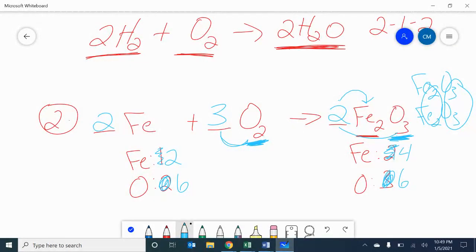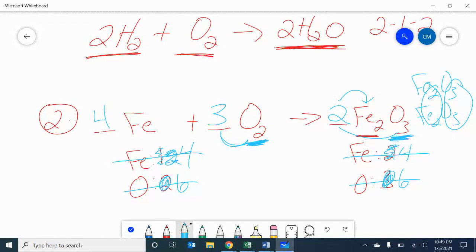Well, let's go back to the left. I made 2 because there was already 1. So I can make 4 just as easy, right? Put a 4 right there. So now I have 4 irons. All right, now I believe we're balanced. I have 4 irons with 4 irons, 6 oxygens, 6 oxygens. That's a 4-3-2 on my balanced equation.